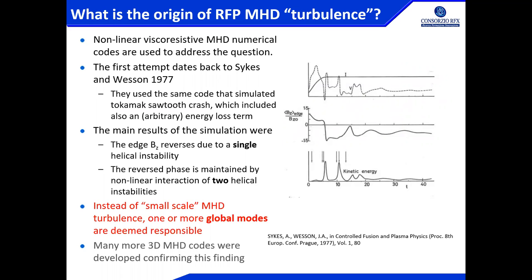very first simulation, which was based on the same code used by Weston and Sykes to simulate the tokamak sawtooth. They tried to see what happens in a plasma in a pinch and let it evolve with some arbitrary choice of energy losses. The idea was to let it be unstable, let the mode grow, but this mode grows so fast that, as it was in a flux conserver, it reverses the field. And so some reversal is obtained, and this reversal is sustained later on by several other modes which come on.